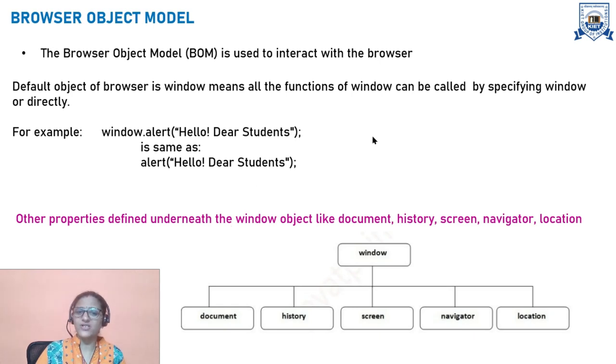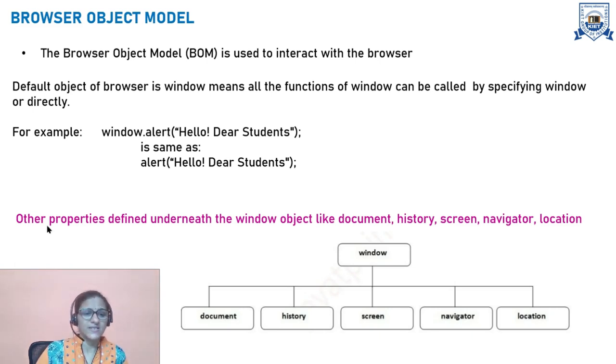Means all the functions of the window can be called by specifying window or directly. For example, alert, which is a method of window, we can call it with the help of window.alert, like this: Hello, dear students. Or we can also write the method alert directly. There is no need to specify the object window because it is a default object of the browser, so there is no need to mention where to display this method.